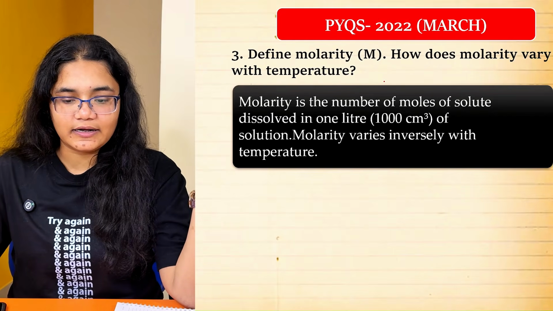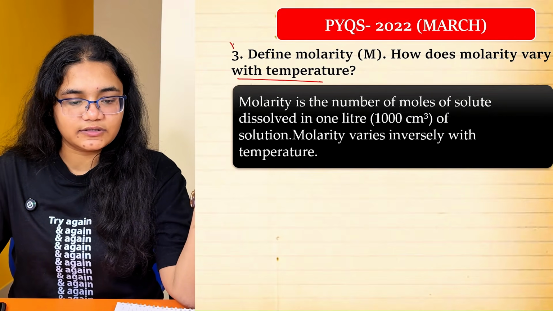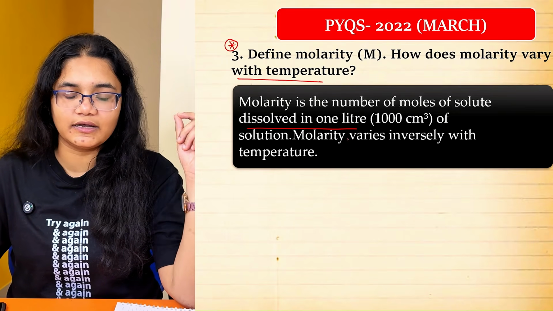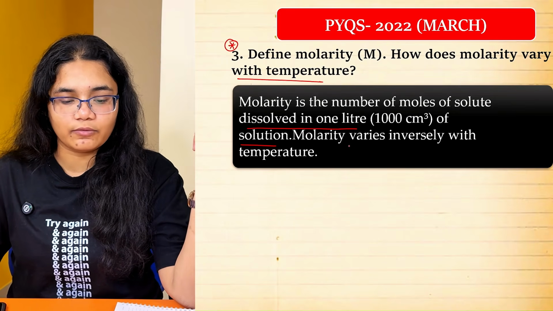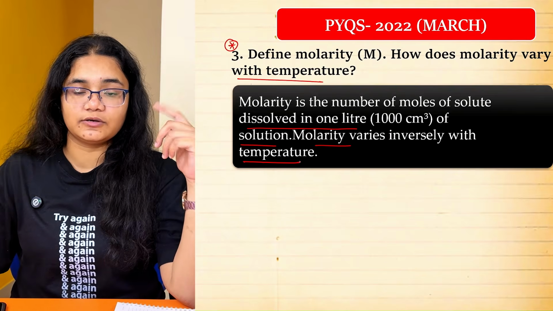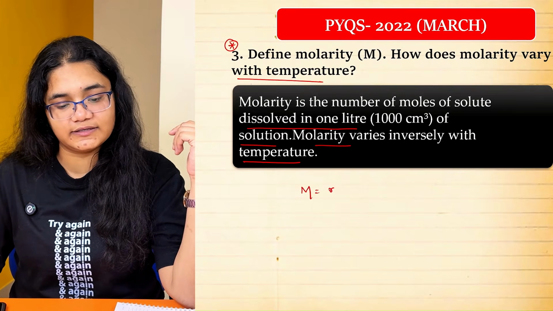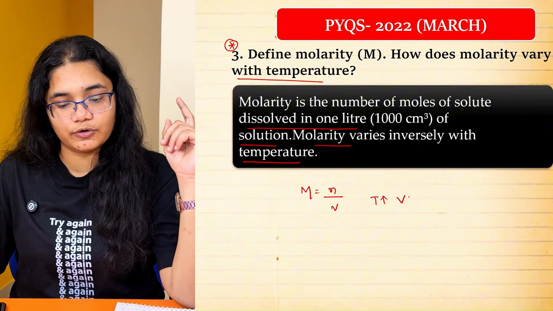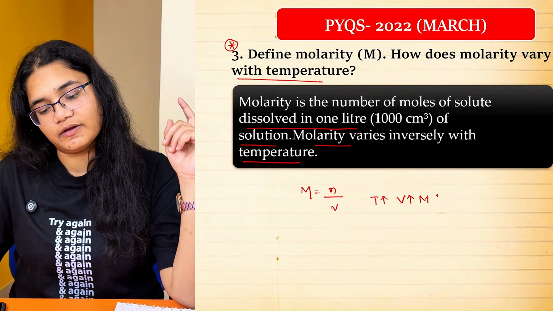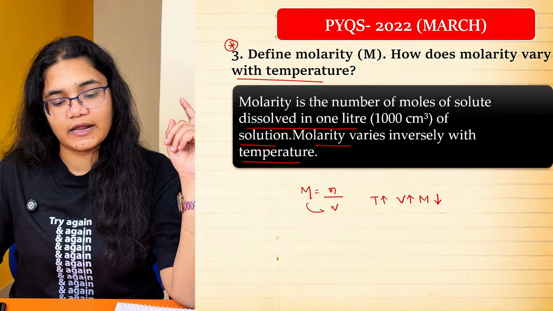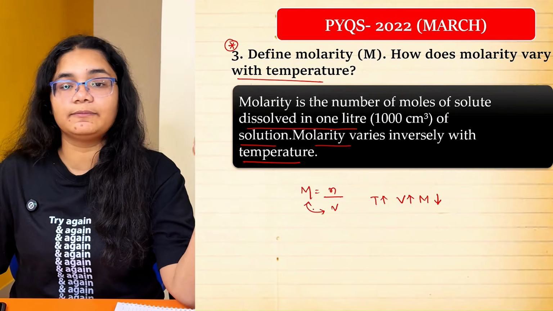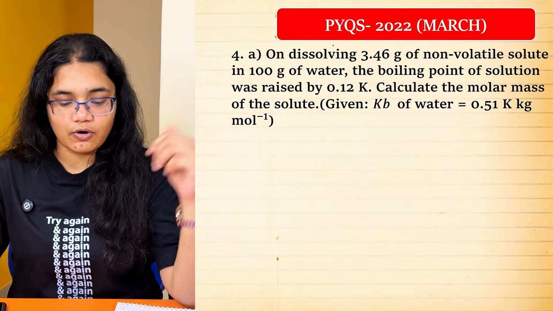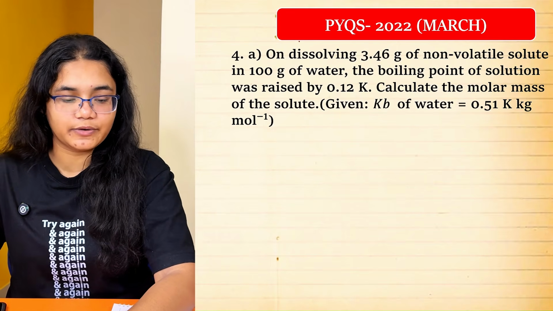Next, define molarity and how does molarity vary with temperature? This is a very important question. Molarity is the number of moles of solute dissolved in 1 liter of the solution, and molarity varies inversely with temperature, because the molarity formula is number of moles by volume. If temperature increases, volume will increase and molarity will decrease. So we can say that molarity and volume are inversely proportional. Next, we'll talk about question number 4 of March 2022 again.